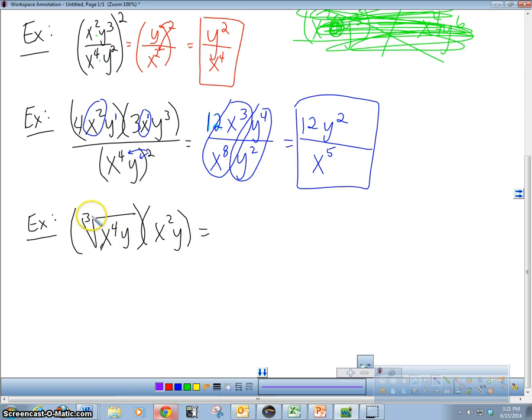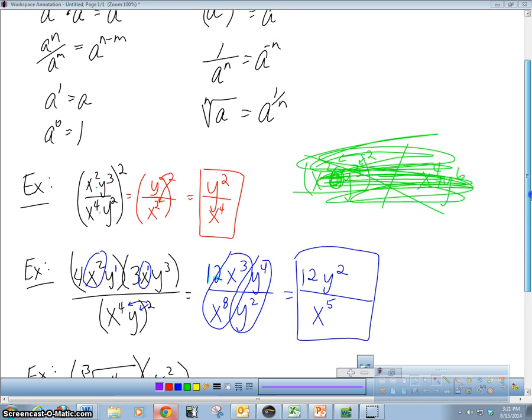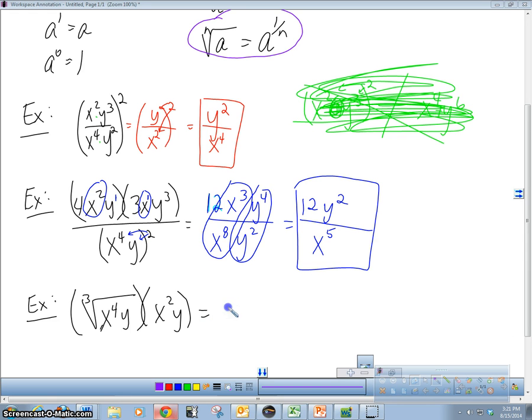So this one, we're going to take our third root here, and we're going to put that to a power of 1/3. Remember, I talked about that our rule here was that the nth root can be written as a fractional power. So we're going to go (x to the 4th y) raised to the 1/3 times x squared y. And we're going to distribute this 1/3 into our parentheses. Remember, there's no plus here, so I can do that. So we got x to the 4/3 y to the 1/3 times x squared y.